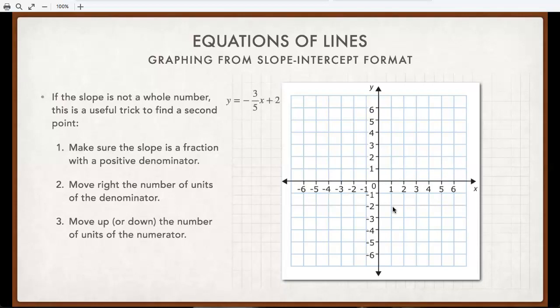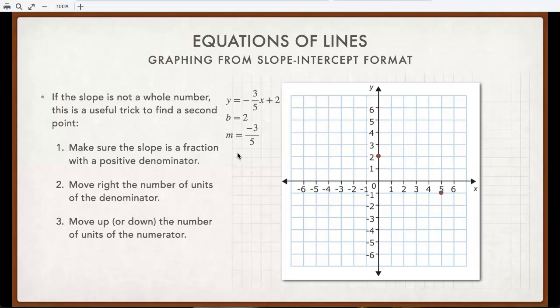Let's see how this works. So for example, in this equation, y equals -3/5 x plus 2, b is 2, and m, our slope, is -3/5. Now, finding that y-intercept is easy because it'll be at the point (0, 2) because b is 2. But for our slope, m equals -3/5, going down 3/5 of a unit after we move right one is going to be a little difficult to do accurately.